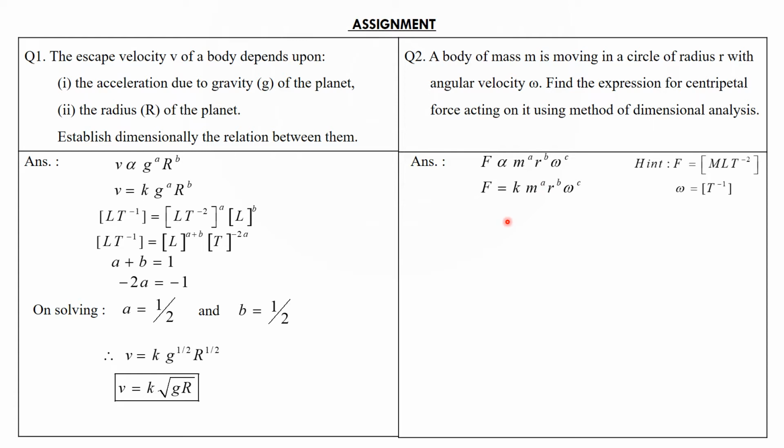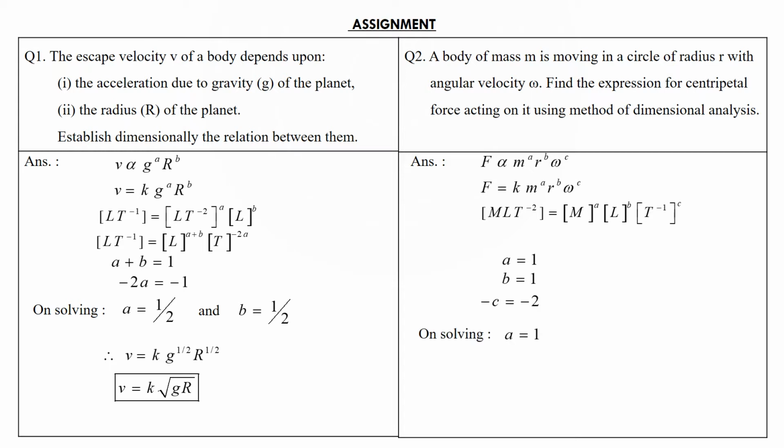Now the dimensions for force is MLT^-2 and omega is T^-1. We put the dimensions. Then, okay, now on comparing, a is 1, b is 1 and c is 2. So we get f equal to k m to the power of 1, r to the power of 1 and omega to the power of 2. That is f is equal to k m r omega square.